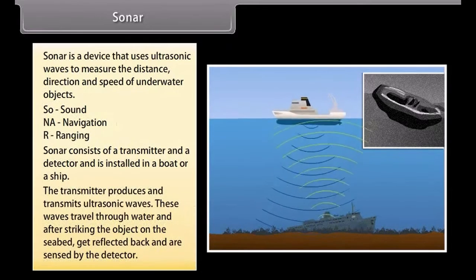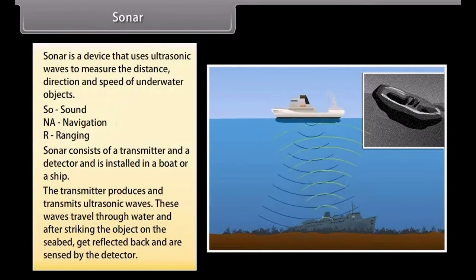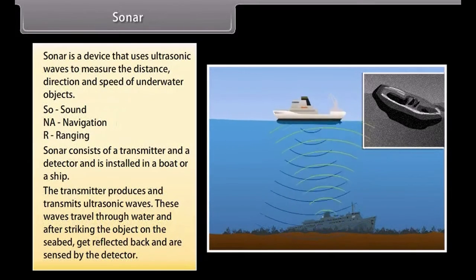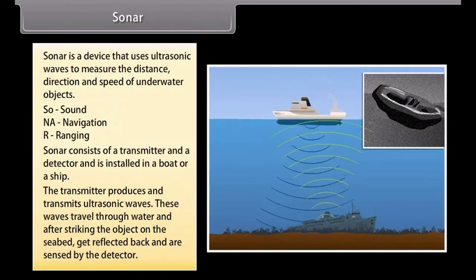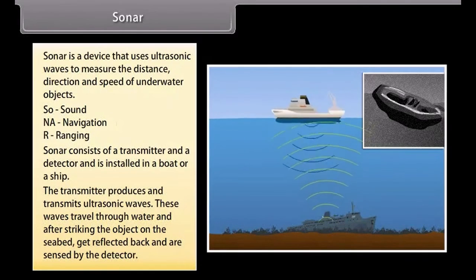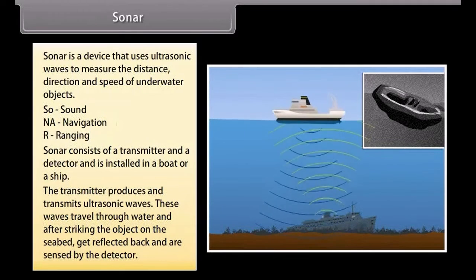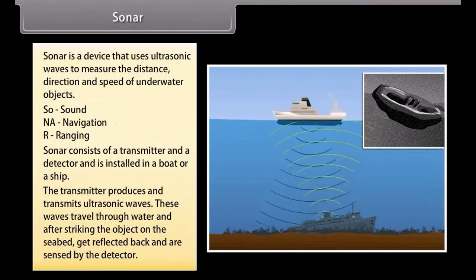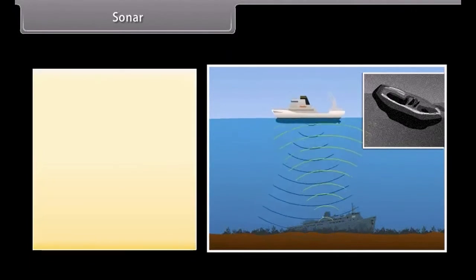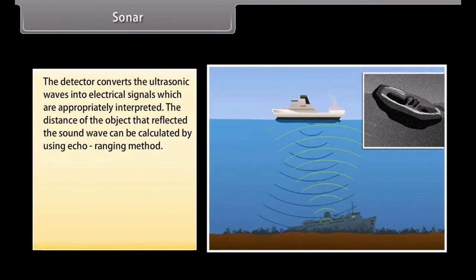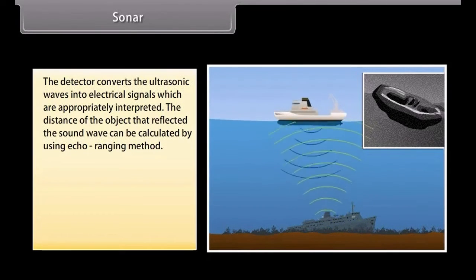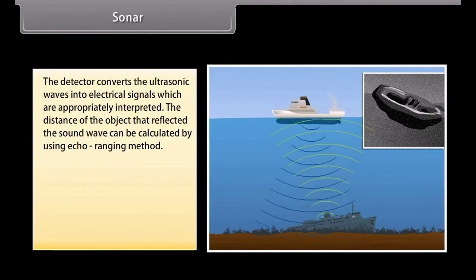The transmitter produces and transmits ultrasonic waves. These waves travel through water and after striking the object on the seabed get reflected back and are sensed by the detector. The detector converts the ultrasonic waves into electrical signals which are appropriately interpreted.